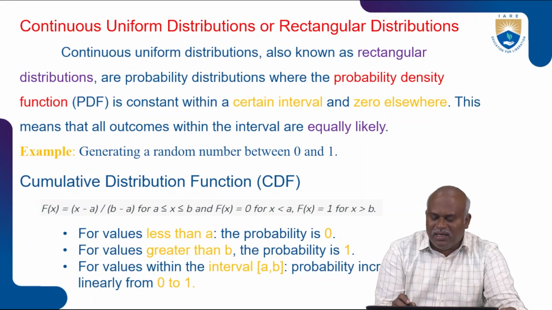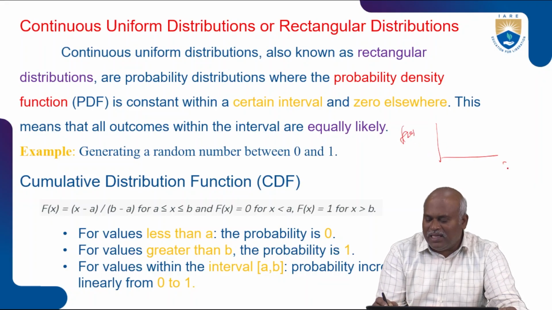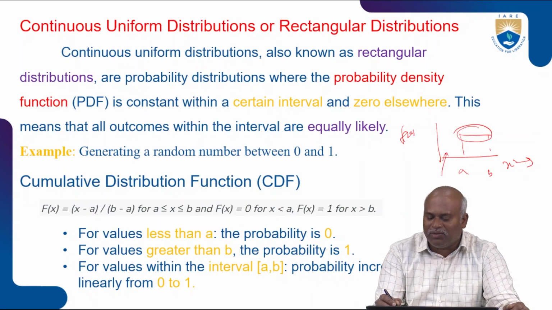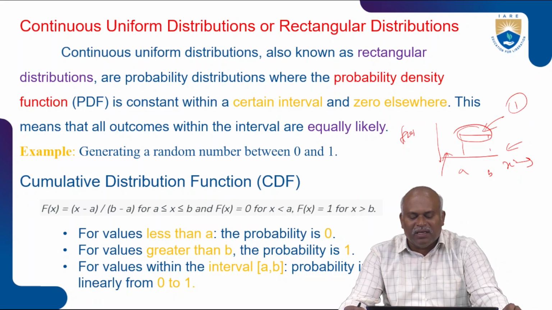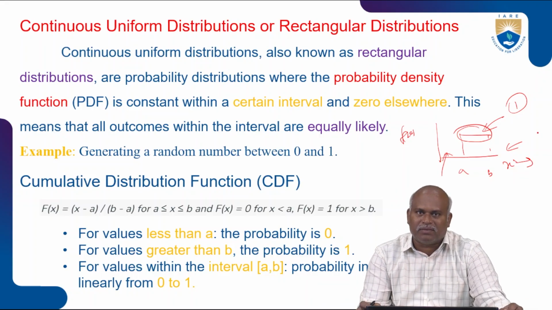So here we represent it as f of x within the interval. I take the interval a to b, and the probability is uniform. The remaining part is 0. The total area is equal to 1. So that's what I represent as a constant within a continuous interval and 0 value for the remaining portion.